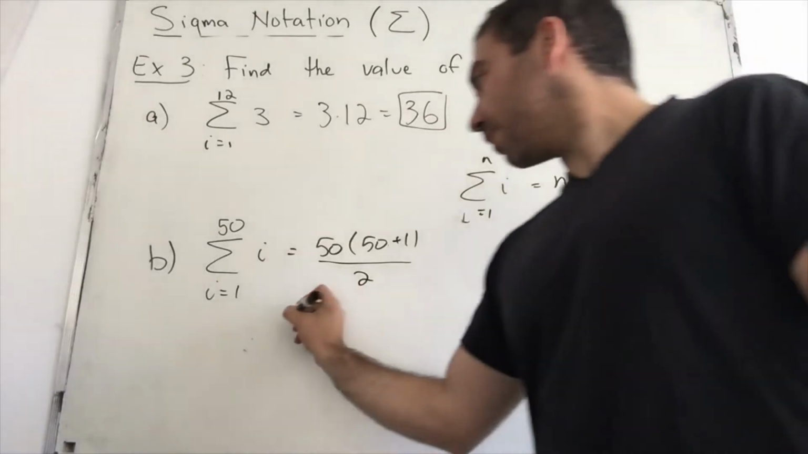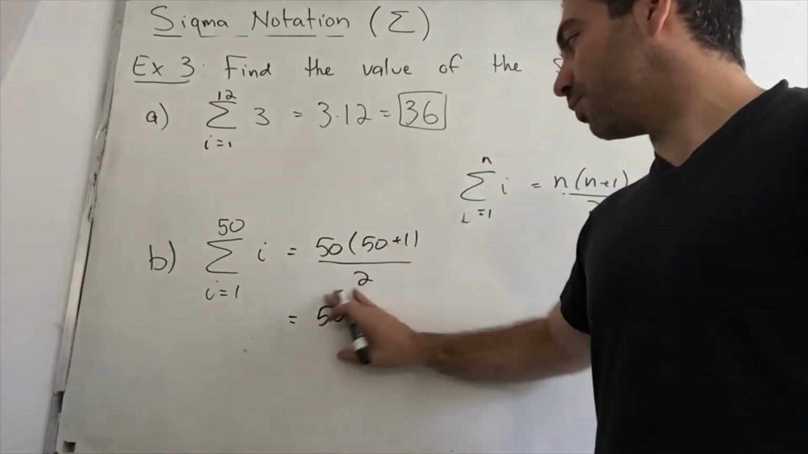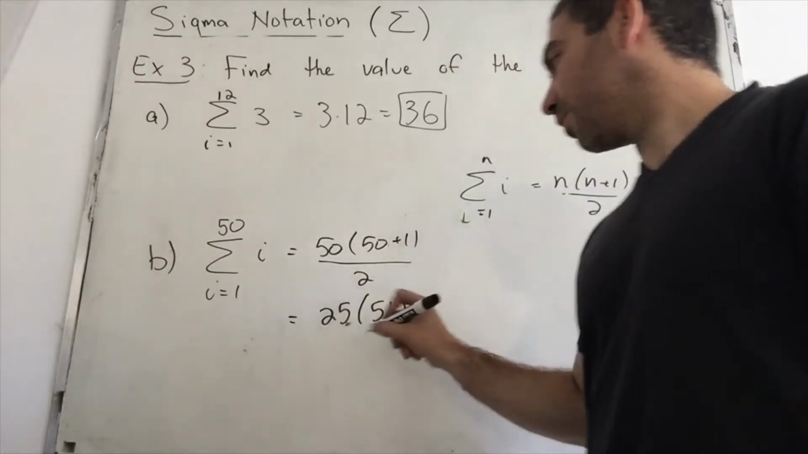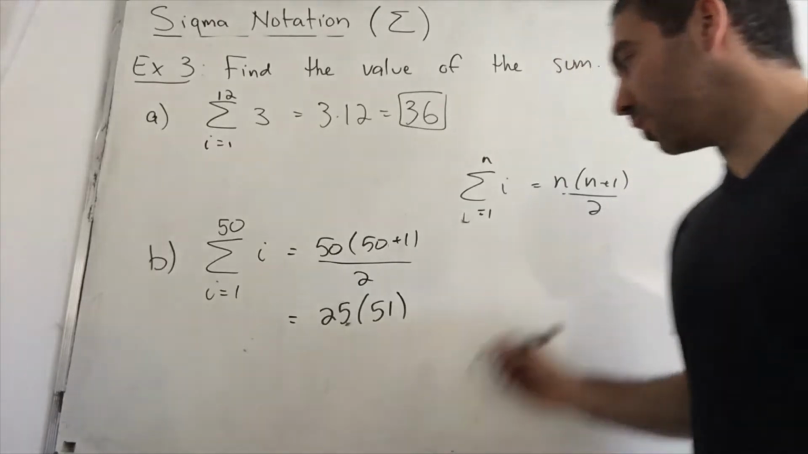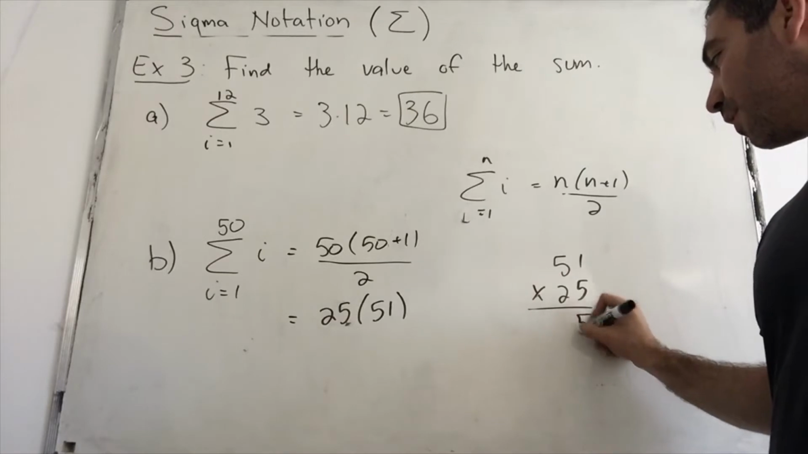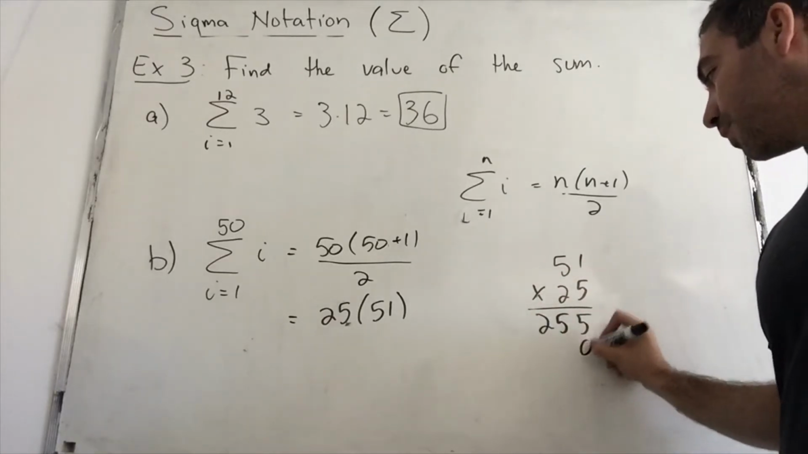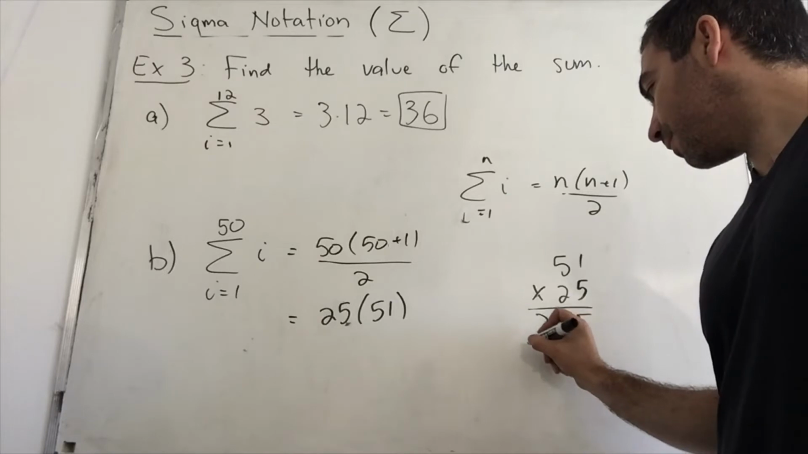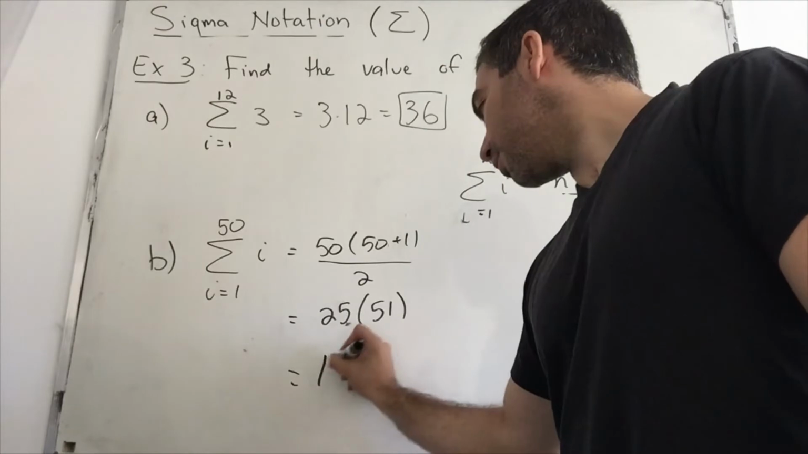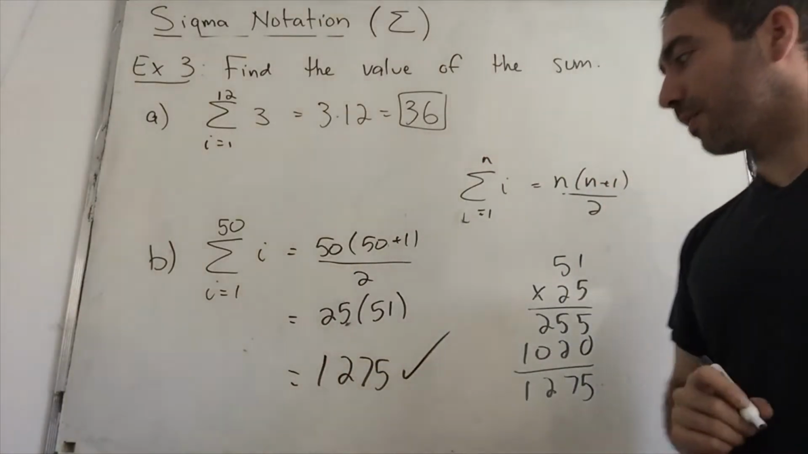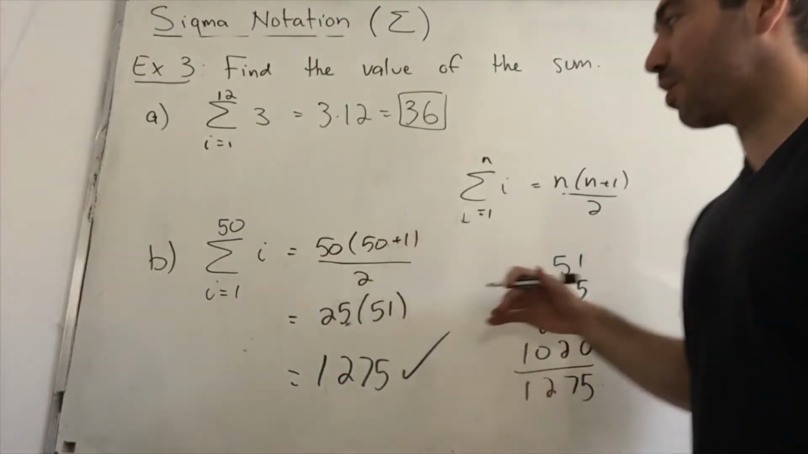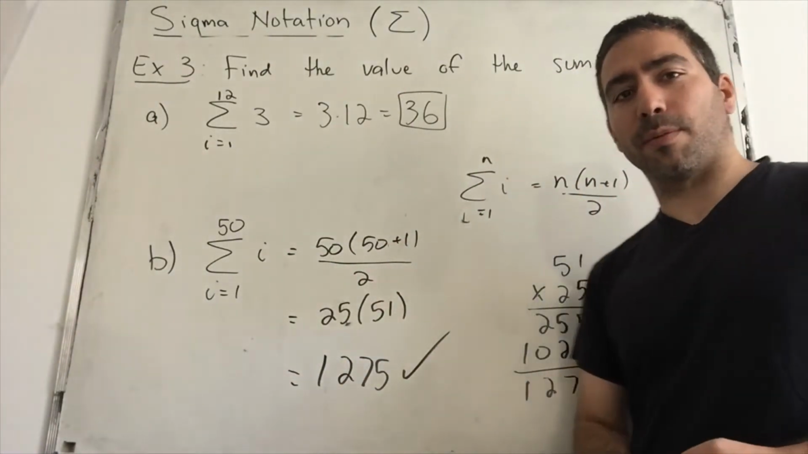So 50 divided by 2 is 25, and 50 plus 1 is 51. So 25 times 51, which we could do by hand. 51 times 25: 5 times 1 is 5, 5 times 5 is 25, 2 times 1 is 2, and 2 times 5 is 10. So this gives us 1,275, and that's the final answer. This is a lot easier than having to add 1 plus 2 plus 3 plus 4 and so forth. So using our properties is useful. Let's take a look at a couple of harder examples.